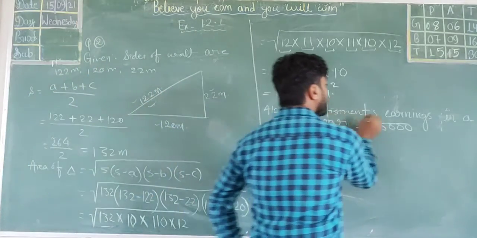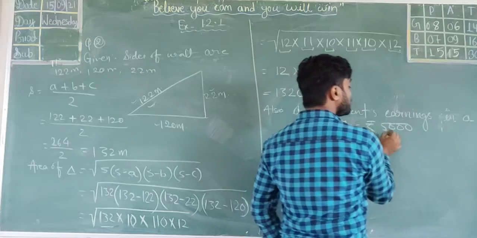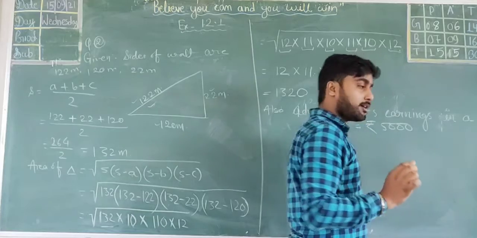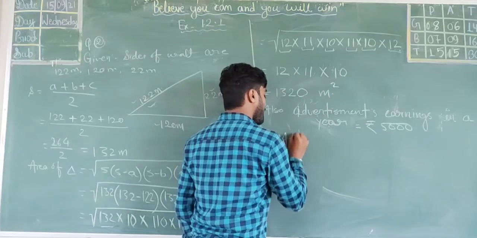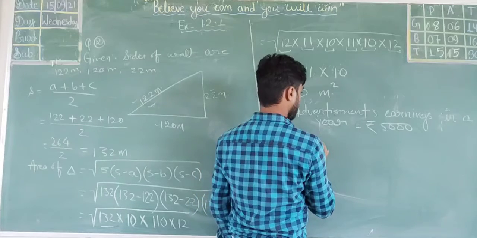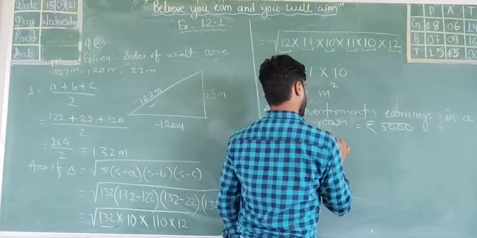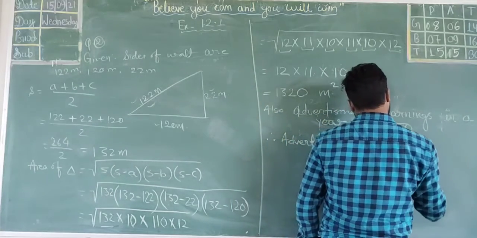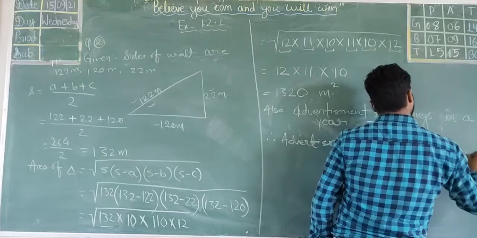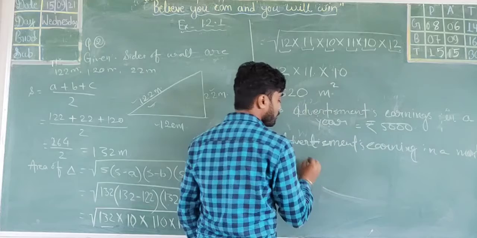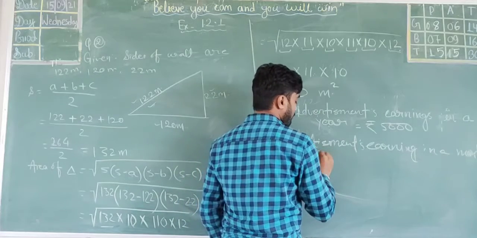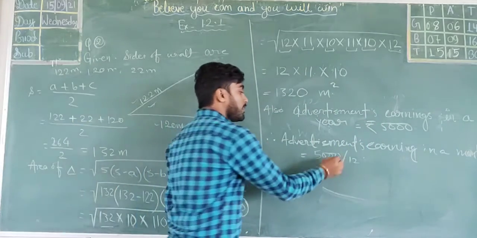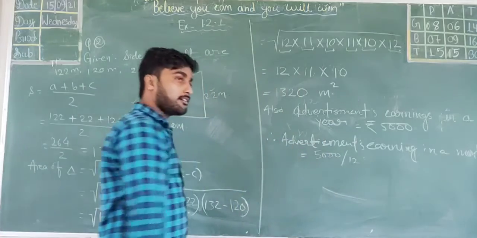Also, the question says the advertisement earning in a year is rupees 5,000. A year means 12 months. Therefore, the advertisement earning in a month is equal to 5,000 divided by 12. We are not going to divide it, we leave it as it is.